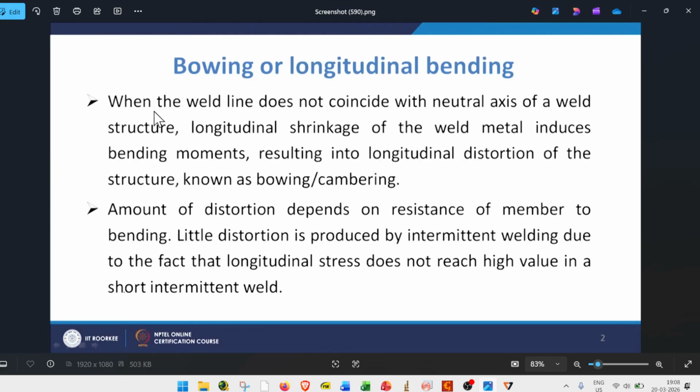Bowing and longitudinal bending: when the weld line does not coincide with the neutral axis of the weld structure, the longitudinal shrinking of the weld metal induces a bending moment, resulting in longitudinal distortion of the structure, known as bowing or crumbling. The amount of the distortion depends on the resistance of the member to bending. Little distortion is produced by intermediate welding due to the fact that longitudinal stress does not reach a high value in a short intermediate weld.